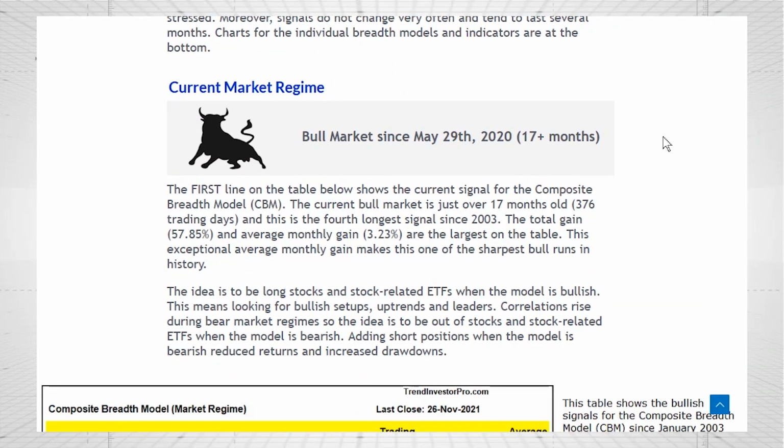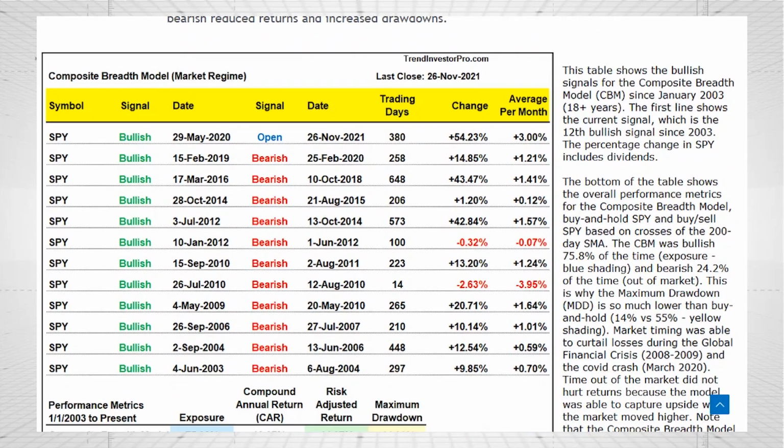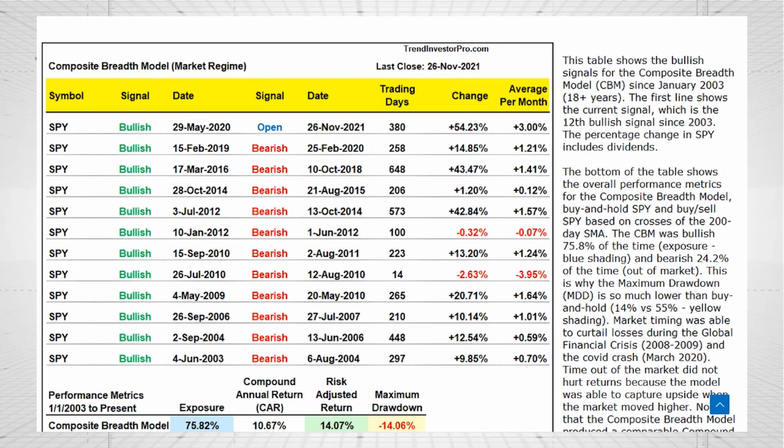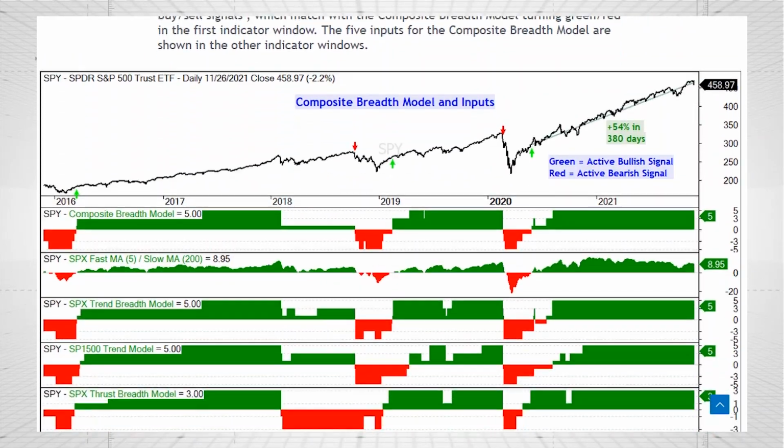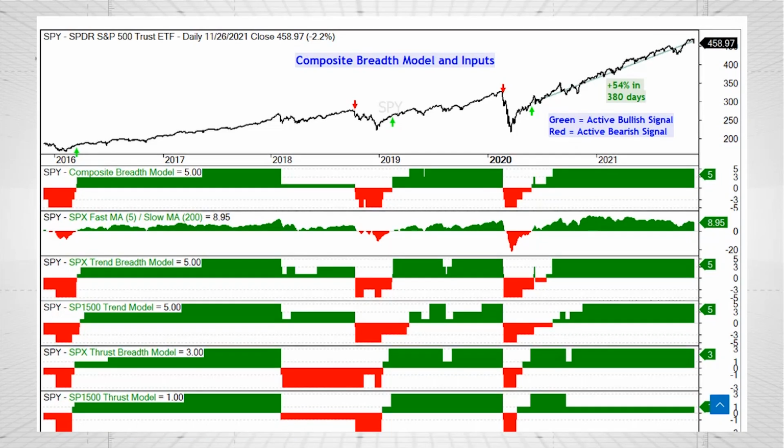and the signals. And we've been in a bull market basically since May 29th, 2020, and that is actually now 18 months. And then I've got these signals down here on a table, and there's the current signal, and this was as of the close on the 26th. And we were 380 days into the signal, and there's the change, and there's the average per month. And then if you go down a little bit further on this table, which is available for subscribers, there you can see the signals that we've had.